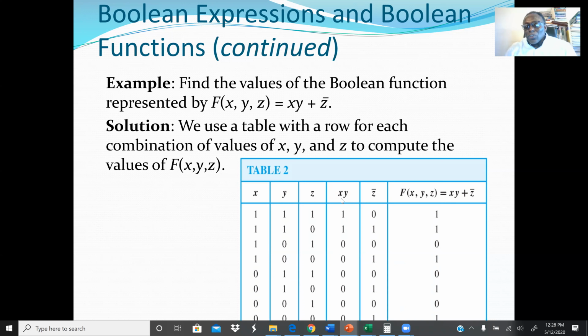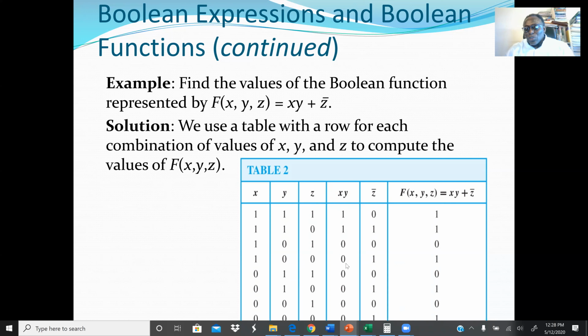Now, when we finish xy, we add it to z invert. Since z is given, we can find the z invert. So when z is 1, the z invert will be 0. When it's 0, it will be 1. When it's 1 again, it will be 0.